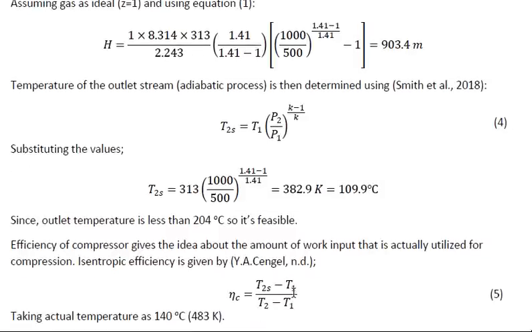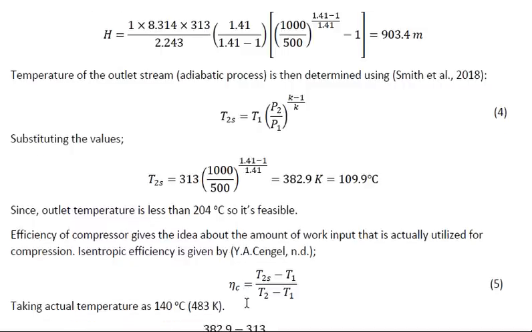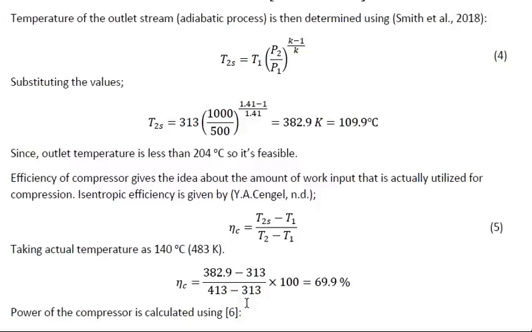Now we can find the isenthalpic efficiency. For that we have this formula. Based on the outlet temperature, we can find the isenthalpic efficiency. We have taken the outlet temperature as 140 degrees Celsius. When we substitute these values, we can determine the isenthalpic efficiency.